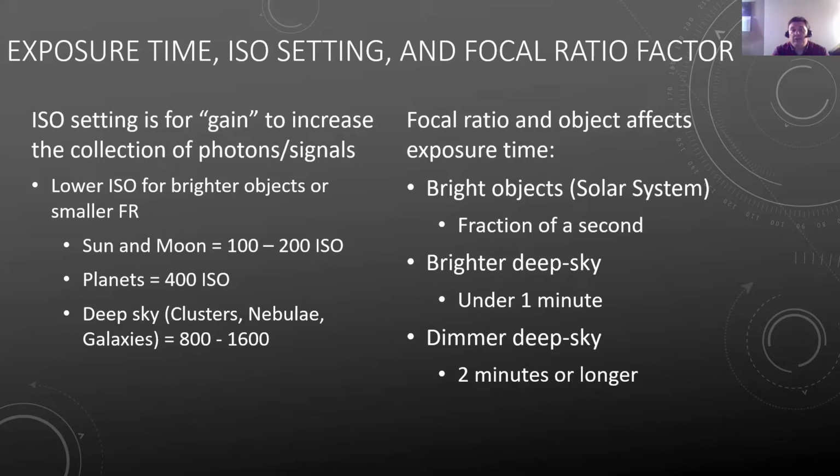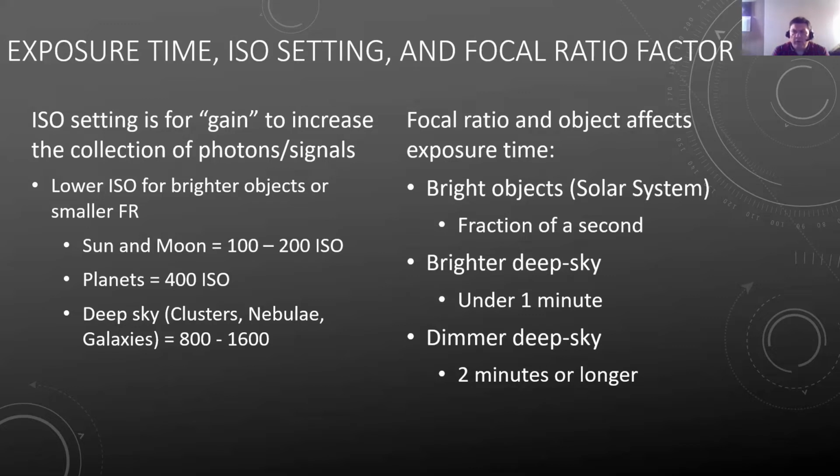For planets, you're starting to move into the middle range. As you get to the deep sky, clusters, nebulae, or even galaxies, you're starting to pick that gain up. I'm going to show you a picture of one where I was using close to 1600 gain, and you'll see why you don't always want to use that much, or you're going to have to work on processing. And then the focal ratio.